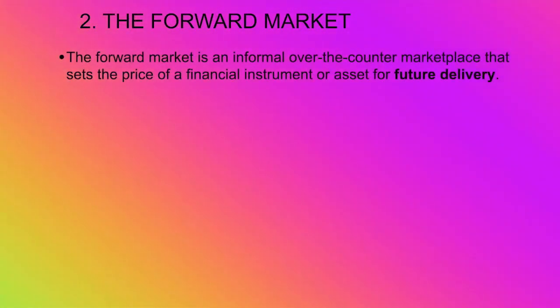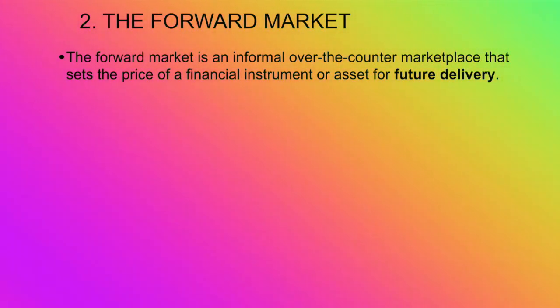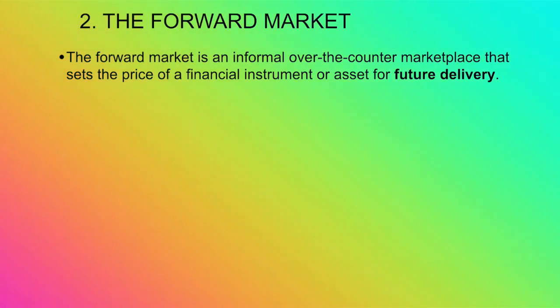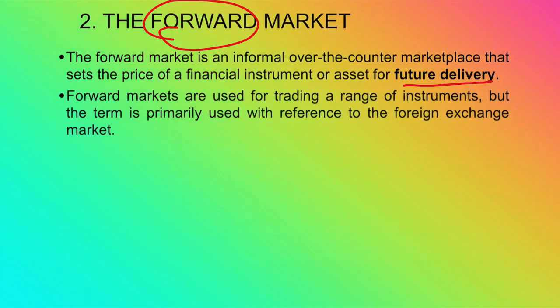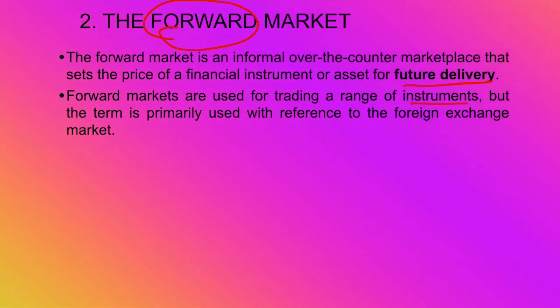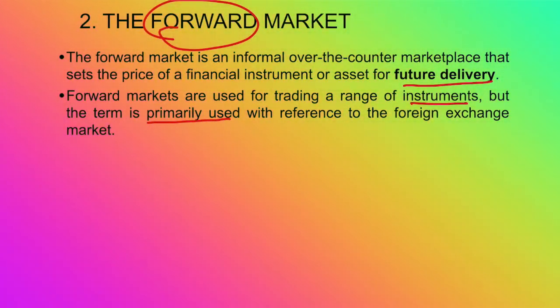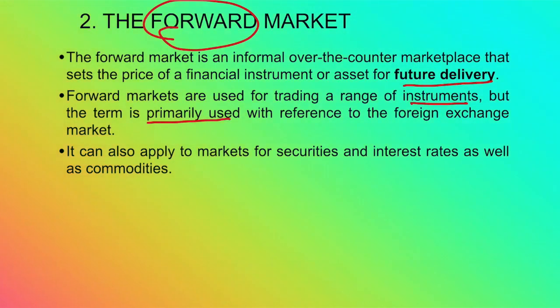That is the spot market. Now we move to the forward market. The forward market is an informal over-the-counter marketplace that sets the price of a financial instrument or assets for future delivery. That is why it is called the forward market. Forward markets are used for trading a range of instruments, but the term is primarily used with reference to the foreign exchange market. It can also apply to markets for securities and interest rates as well as commodities.